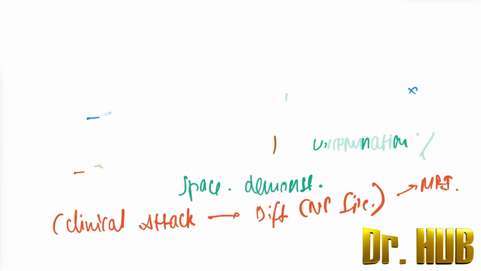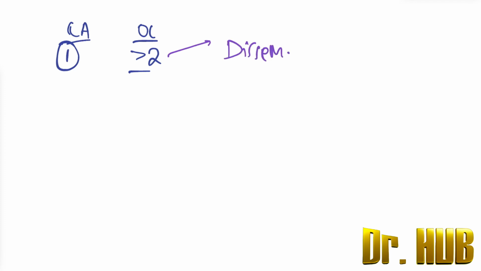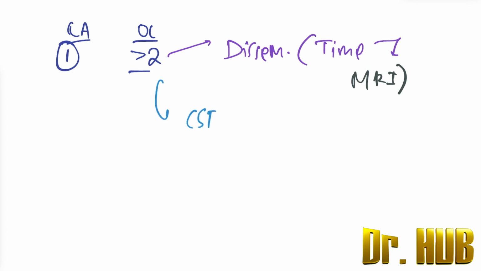Next we look at 1 clinical attack, and the objective lesions being 2 or more. Here the additional requirements to make the diagnosis would include the dissemination in time. Dissemination in time is demonstrated by additional clinical attacks or the MRI, or by the demonstration of CSF specific oligoclonal bands.